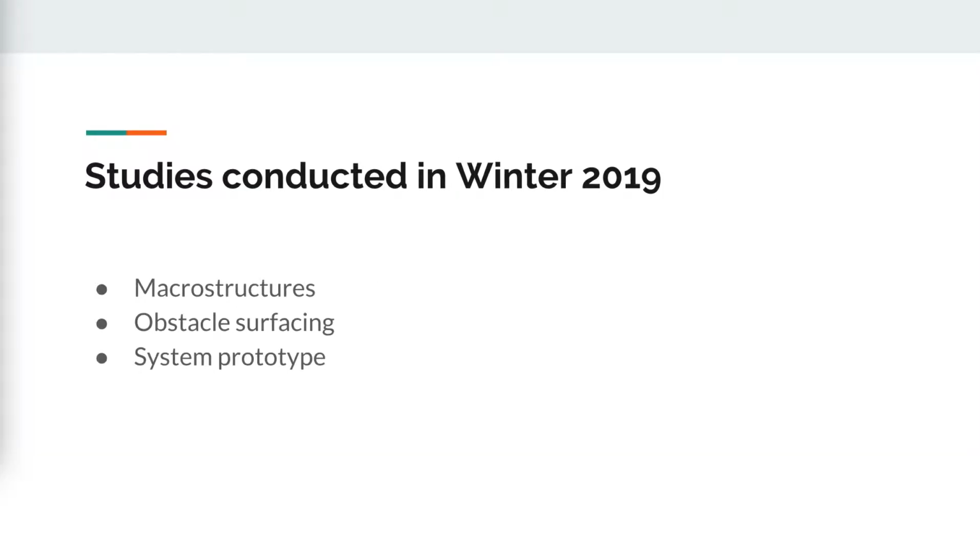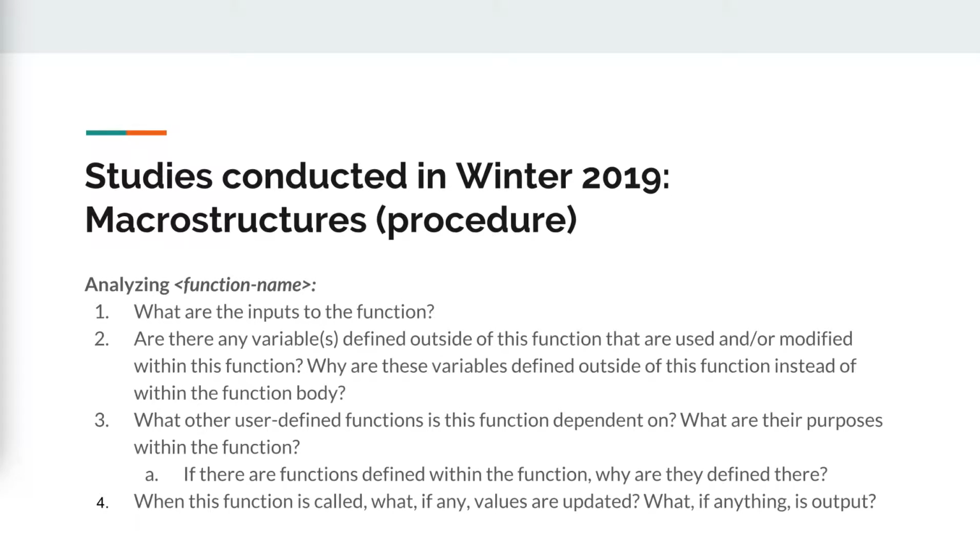I ran user studies to work on those three main parts of my project: macro structures, obstacle surfacing, and system prototyping or system design. Macro structures are exercises that help learners get a high-level understanding of different components of a program.